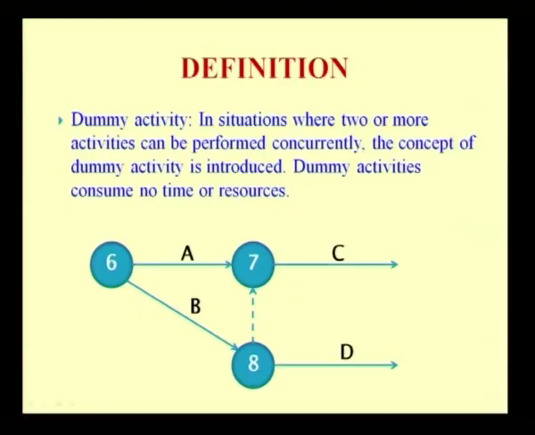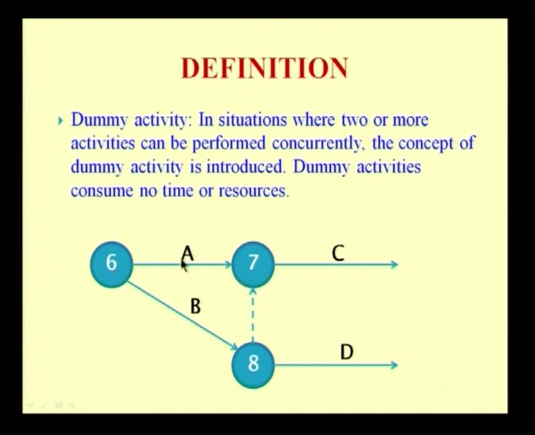When we plot this kind of network analysis diagram, we may land up with another term which is called a dummy activity. Now I will define what a dummy activity stands for. In situations where two or more activities can be performed concurrently, the concept of dummy activity is considered. Dummy activities consume no time or no resource. Supposing that in this particular situation I have given you a constraint, here is the start of the event and this becomes the end of the event.